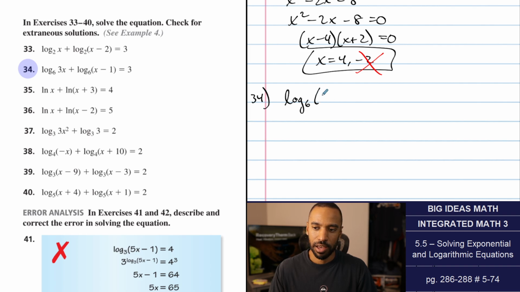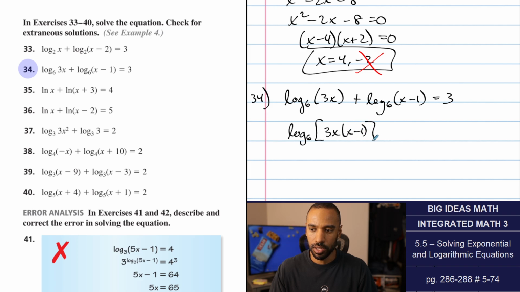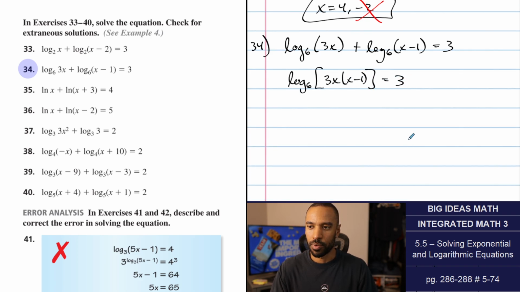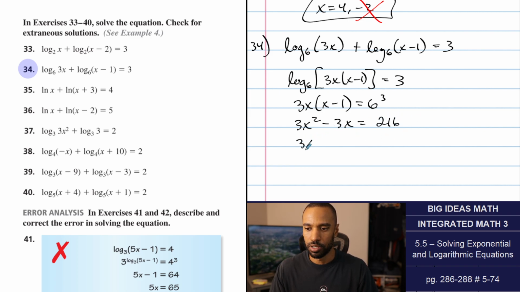All right, number 34. Log base 6 of 3x plus log base 6 of x minus 1 equals 3. They have the same base, so we can condense these into a product. This becomes log base 6 of 3x times x minus 1 equals 3. It's at this stage we rewrite in exponential form. That becomes 6 cubed equals 3x times x minus 1. 6 cubed is 216. We're going to distribute this guy here and subtract 216 over.